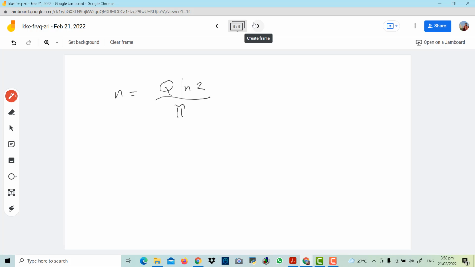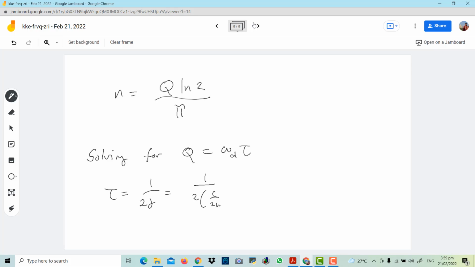So, I can solve Q now. Take note, solving first the quality factor. Solving for Q, which is equal to omega d times tau. And tau can be solved using 1 over 2 gamma, which is equal to 1 over 2 times c over 2m. Because gamma can also be written as c over 2m.